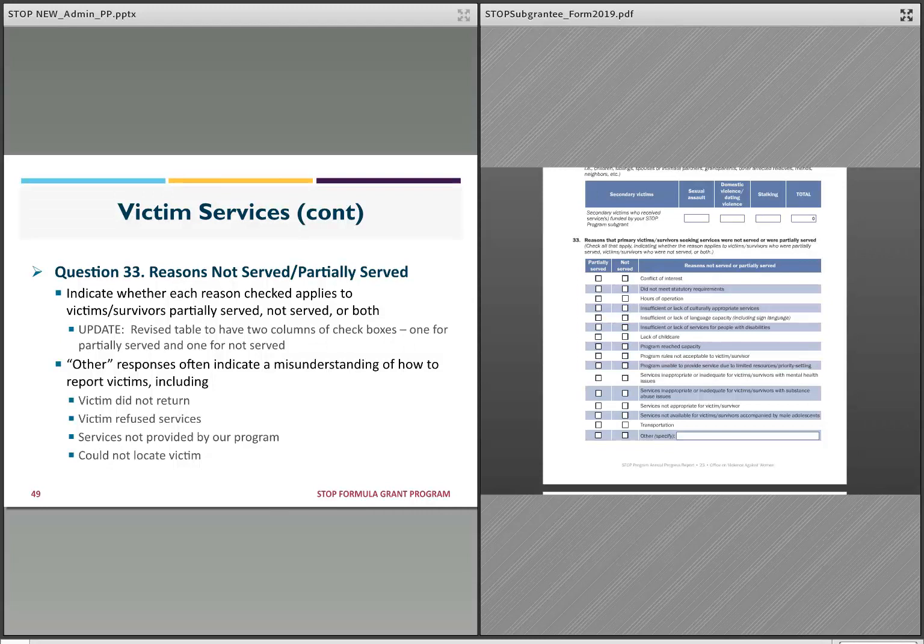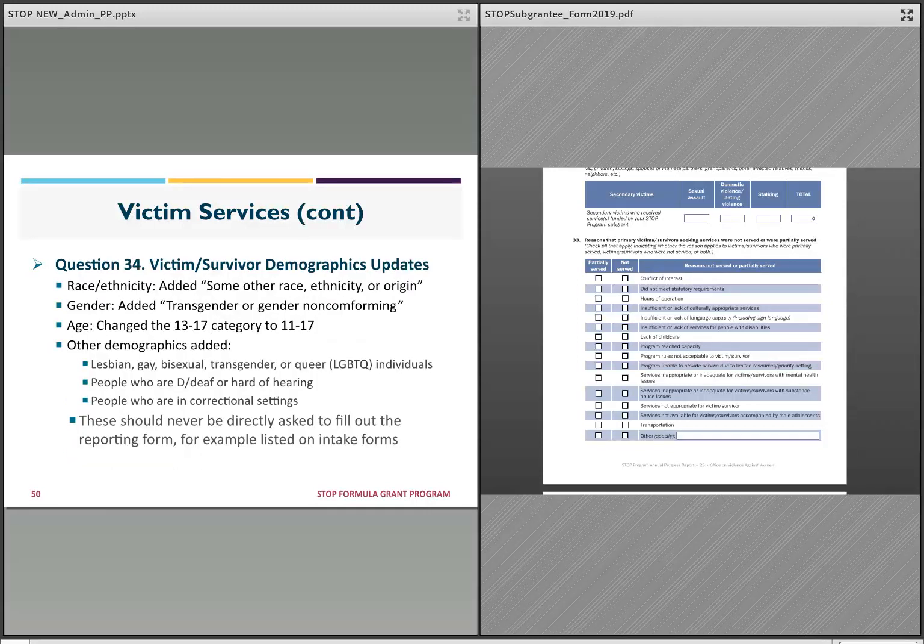Oftentimes, other entries indicate a misunderstanding of how to report victims, including a victim did not return, victim refused services, services not provided by our program, and could not locate victim. In all of these cases, that's actually a victim that should not be reported at all, because if we refer back to the criteria, subgrantees should only be reporting on victims who were primary victims, who were requesting or accepting a STOP grant-funded service. So if the victim refuses, they should not be reported.